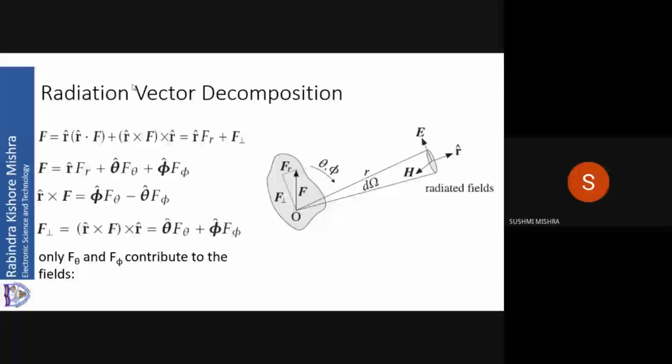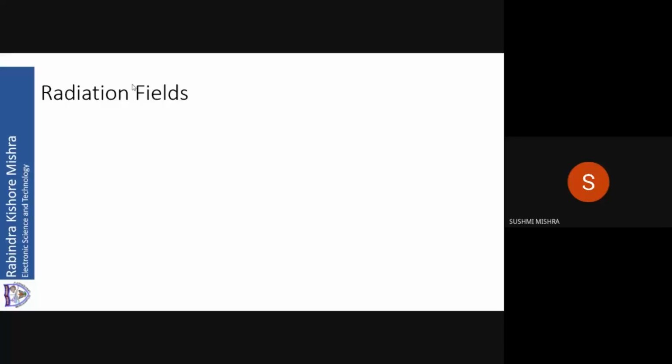Right. Now out of these, we know only F theta and F phi are contributing to the field. F_R is not contributing to the field at any particular distance from the source. Right. As the field distribution is as per theta and phi. So F theta and F phi are contributing to the field.